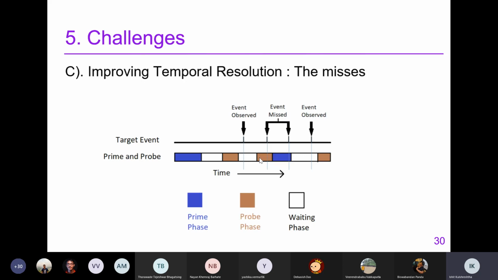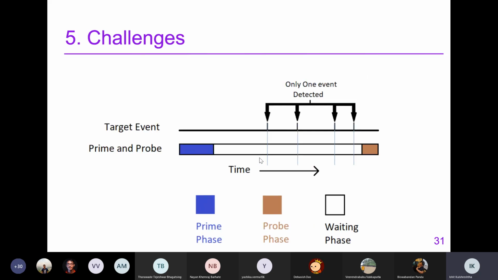Now, to improve this so that we do not miss events, we can increase the waiting period or the window size. So now what happens is that the initial phase is the prime phase, then we have a huge waiting phase, and in the end, we have the probe phase. So all the four events are there, and in this case, we do not miss any.